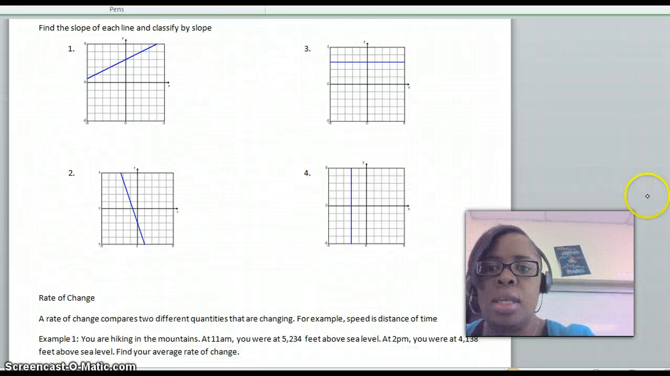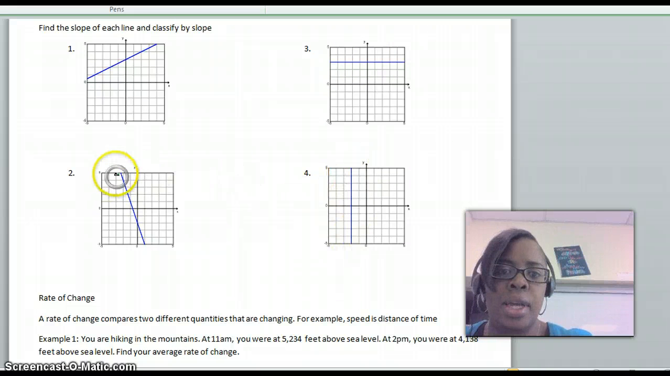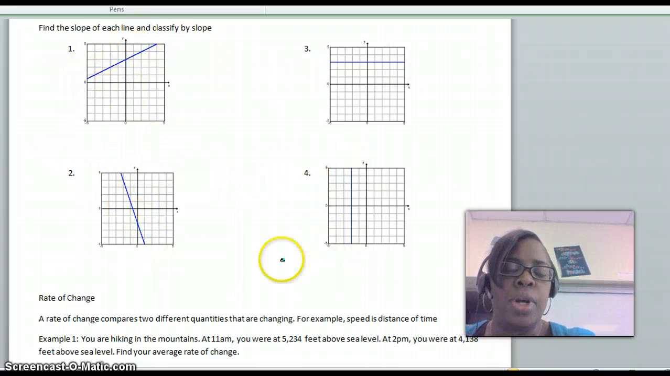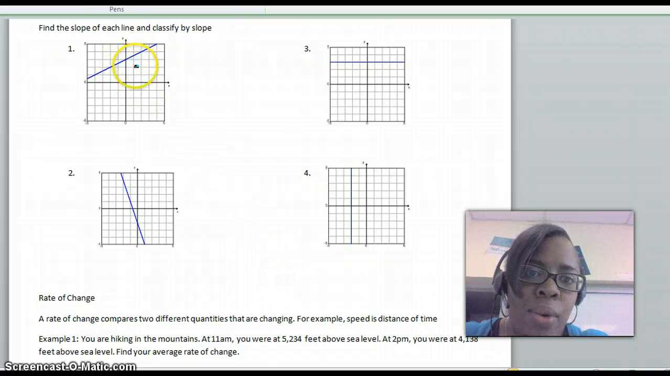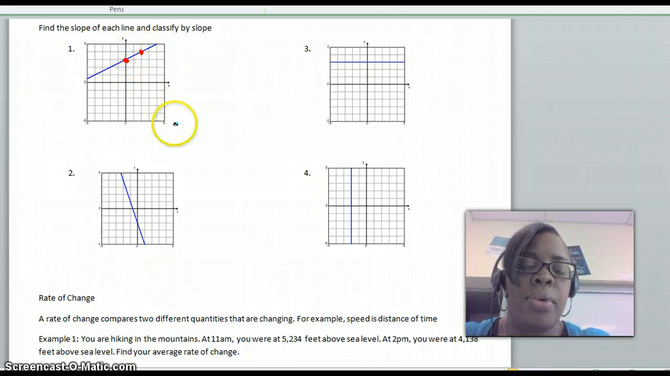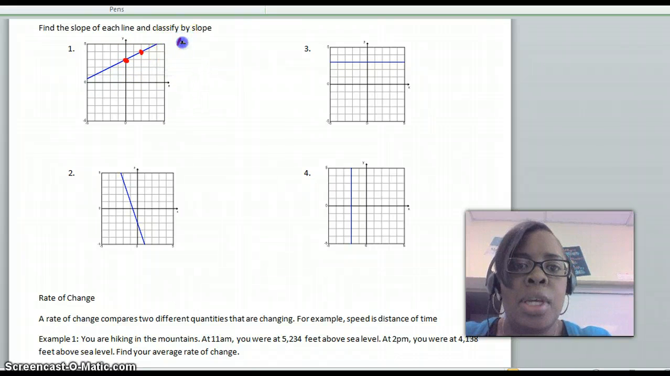So as you look at these next ones, and I believe it's a little bit darker on yours, these are the lines we're looking at. And here's this one. We're going to look for 2 good points. So good points are ones that are right on the lines, not like halfway, not somewhat, but exactly there. So here's one of mine, and here's another good point. And remembering that slope is going to be your rise over your run.